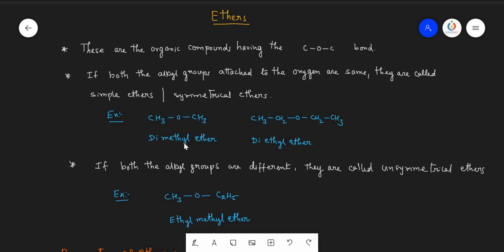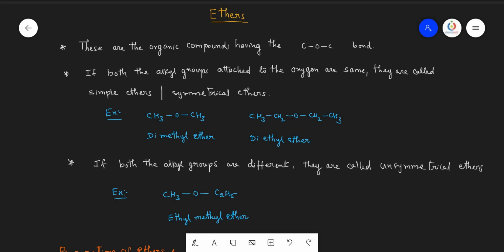In today's session, we are going to discuss the concept of ethers. Let us see what it means by ether. These are the organic compounds having carbon-oxygen-carbon linkage. So if any organic compound has this type of link as the main principal functional group, such compounds are termed as ethers.